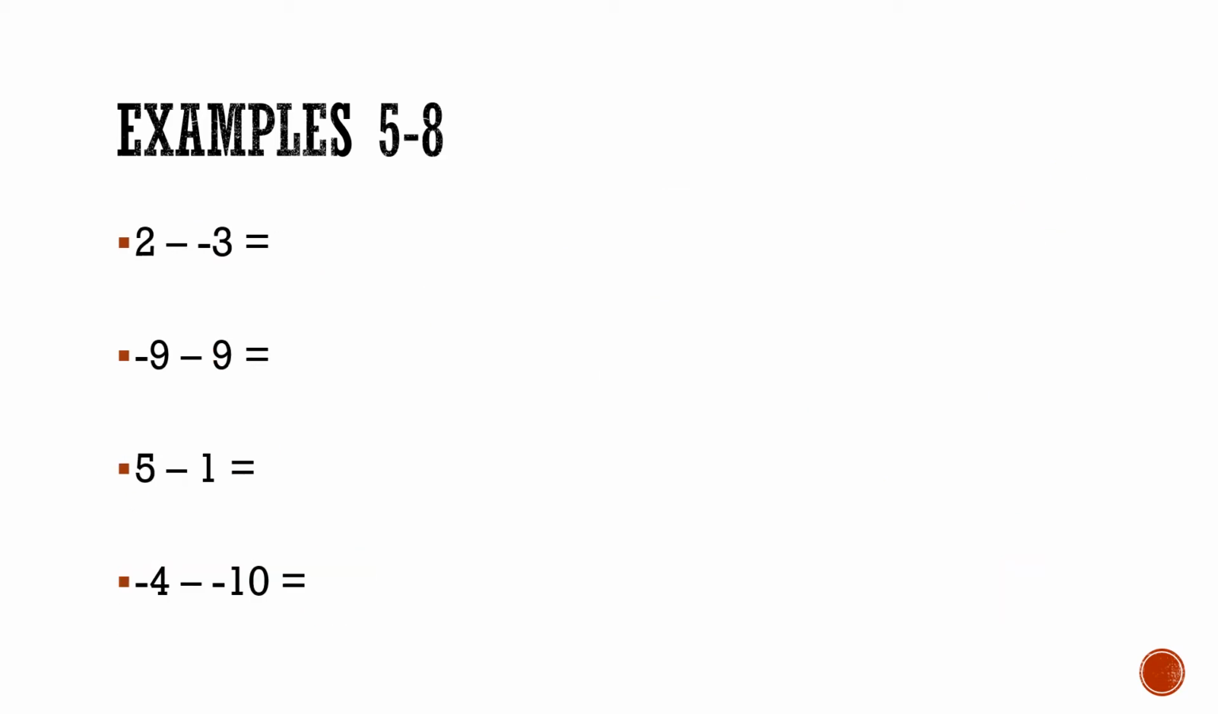Okay, pause your video and try examples 5 through 8. So the first thing you should ask yourself is if you've got socks, which you do have to do the sock trick here. So that is going to be rewritten as 2. And since you have 2 negative signs, that's going to change to a positive 3. And 2 plus 3 equals 5.